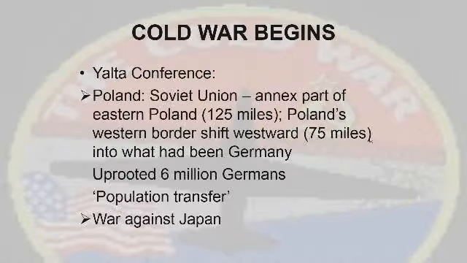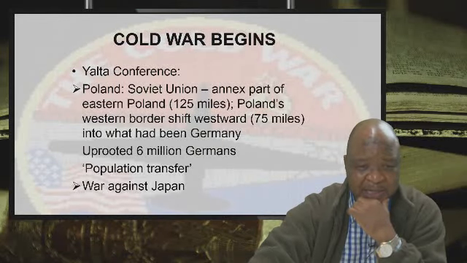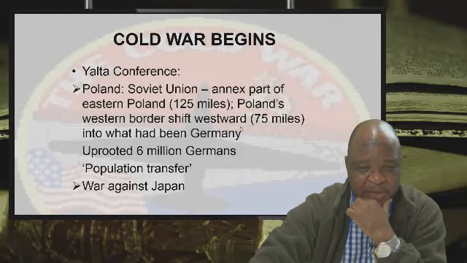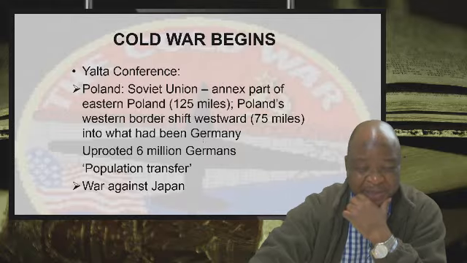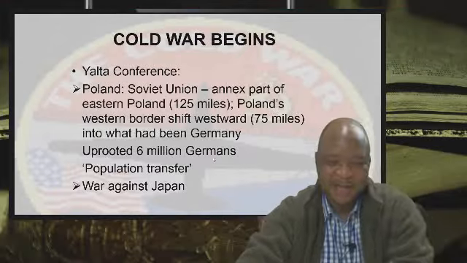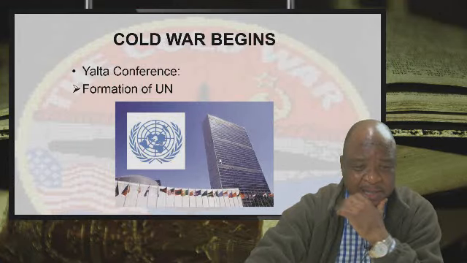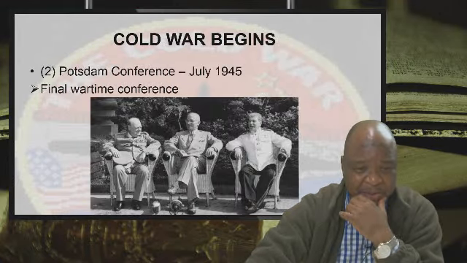All right, here is just reference to one of the conferences that I earlier spoke about, that is the Yalta conference, to say out of this conference it was decided that part of Poland was going to be annexed, and then the western border of Poland will be shifted into what has been Germany, and then with this, about 6 million Germans were uprooted. They were affected by that. Because if you take away a territory, you take away a territory as well as the people who are residing in that territory.